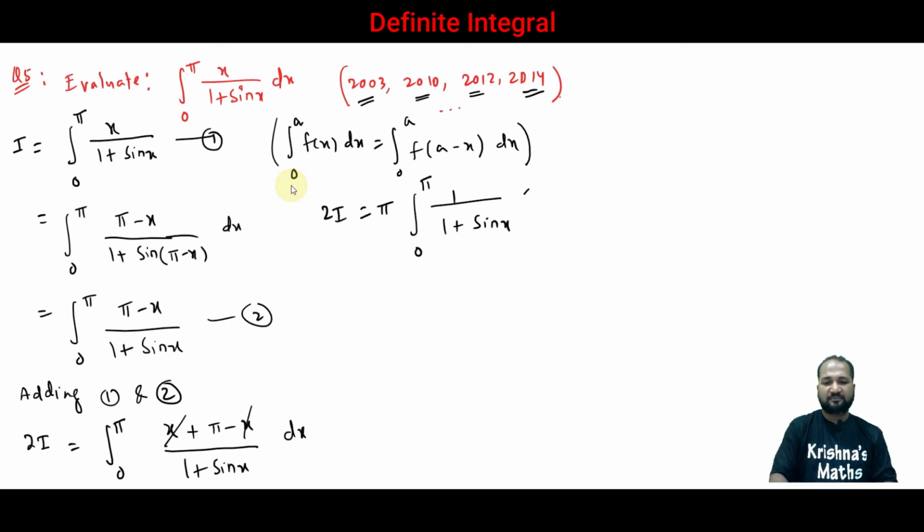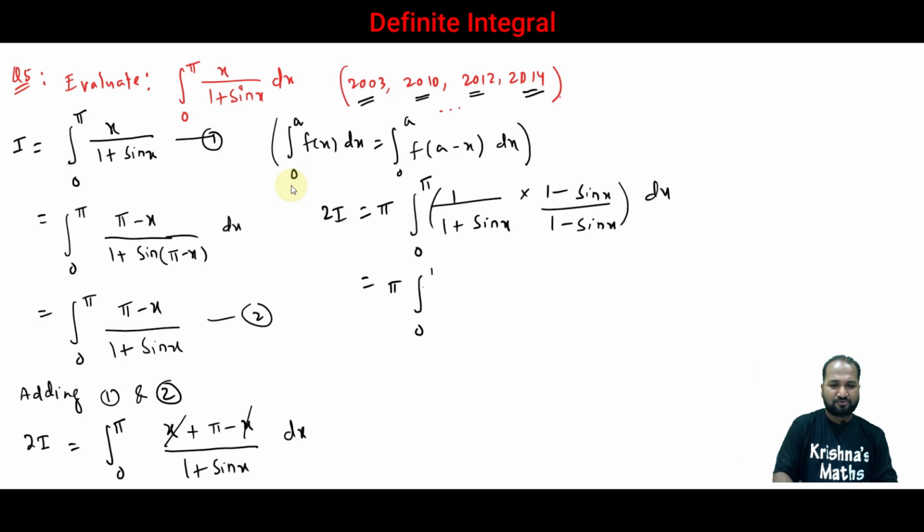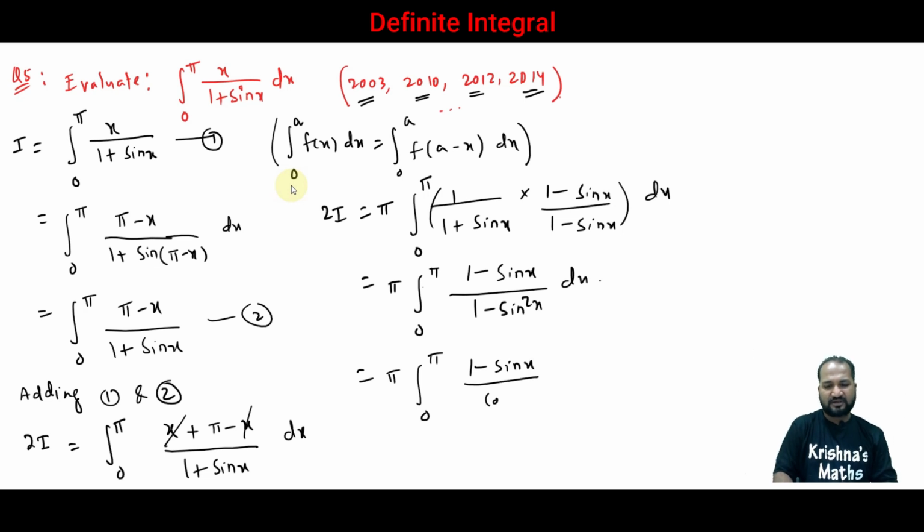Okay. Now multiply numerator and denominator by 1 minus sine x. Since we have 1 plus sine x, we get 1 minus sine x in the denominator, so rationalize. Always rationalize to integrate. So this is equal to pi into integration 0 to pi, numerator is 1 minus sine x, denominator a plus b into a minus b is 1 minus sine square x, and 1 minus sine square x will be equal to cos square x. So this is pi into integration 0 to pi of 1 minus sine x divided by cos square x dx.